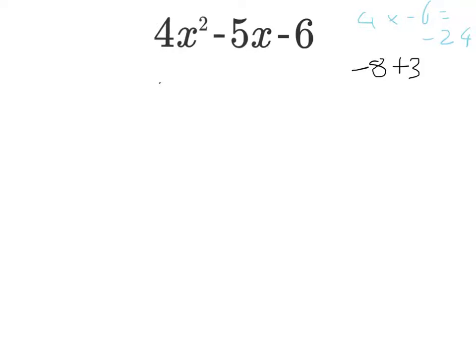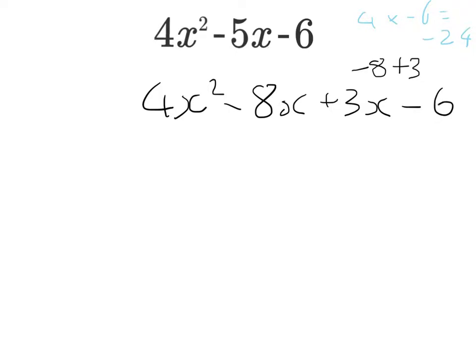I'm able to put this in and replace my negative 5x with negative 8x plus 3x minus 6. It's also worth noting these two terms here, I put negative 8 and plus 3. If you put plus 3x and minus 8x, it will still work. Your working going down further will look different, but your end result will be exactly the same. So it doesn't matter the order you put these two terms in the middle.